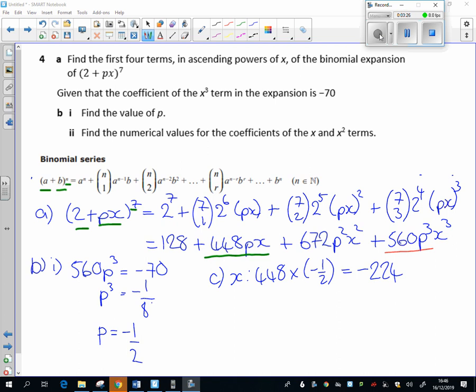It's just asked me for the coefficient. And the coefficient of x squared is going to be 672 times p squared. So careful with brackets, otherwise you might make a slip with that minus, and that's going to be 168. And again, I don't want to write 168x squared. They've just asked for the coefficient, so just 168.